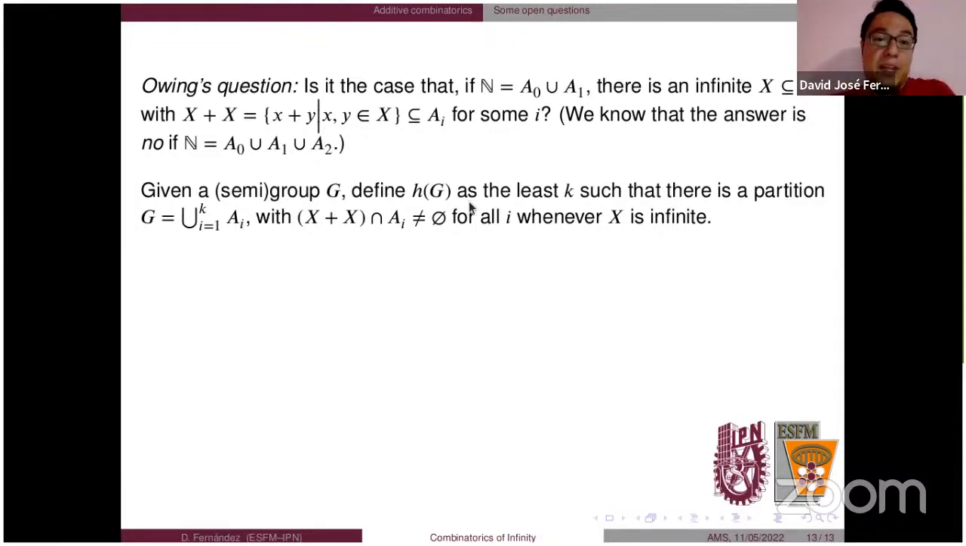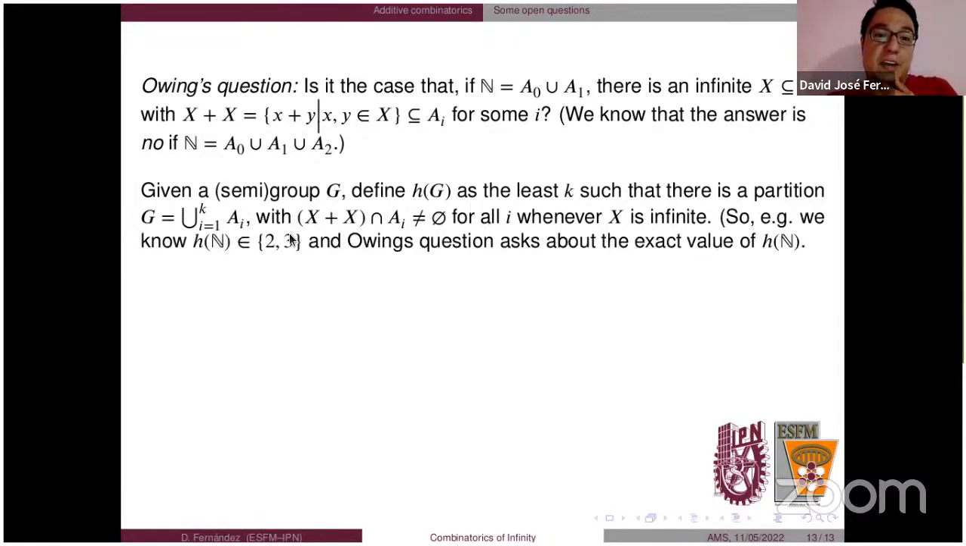So for example, in the case of the natural numbers, we know that this is either 2 or 3. Right? So it could be 3 because we already know that the theorem fails for 3 colors, but we don't know if it fails or it holds for 2 colors. So the number can be 2 or 3. We don't know the exact value. And answering that open question would give us the exact value of h of N.